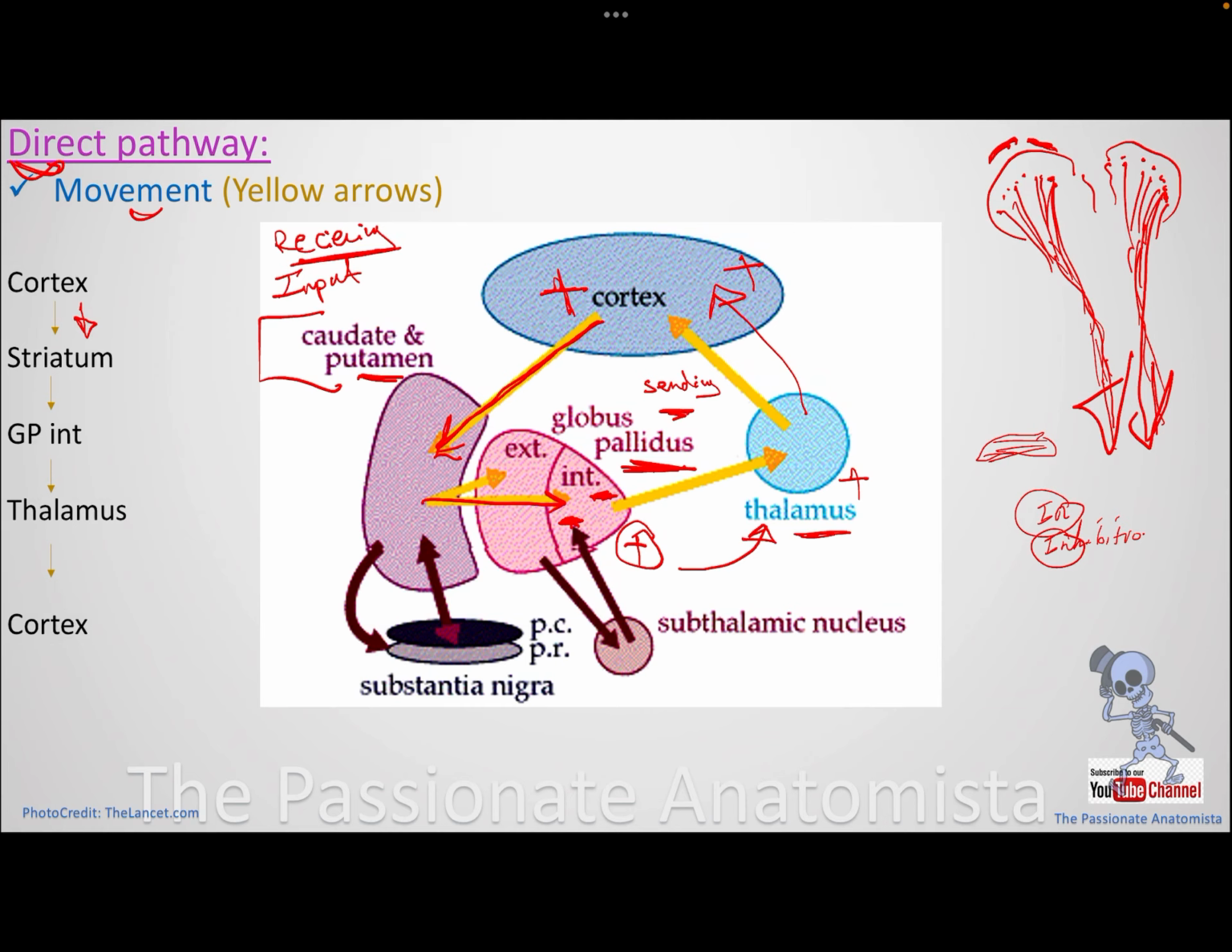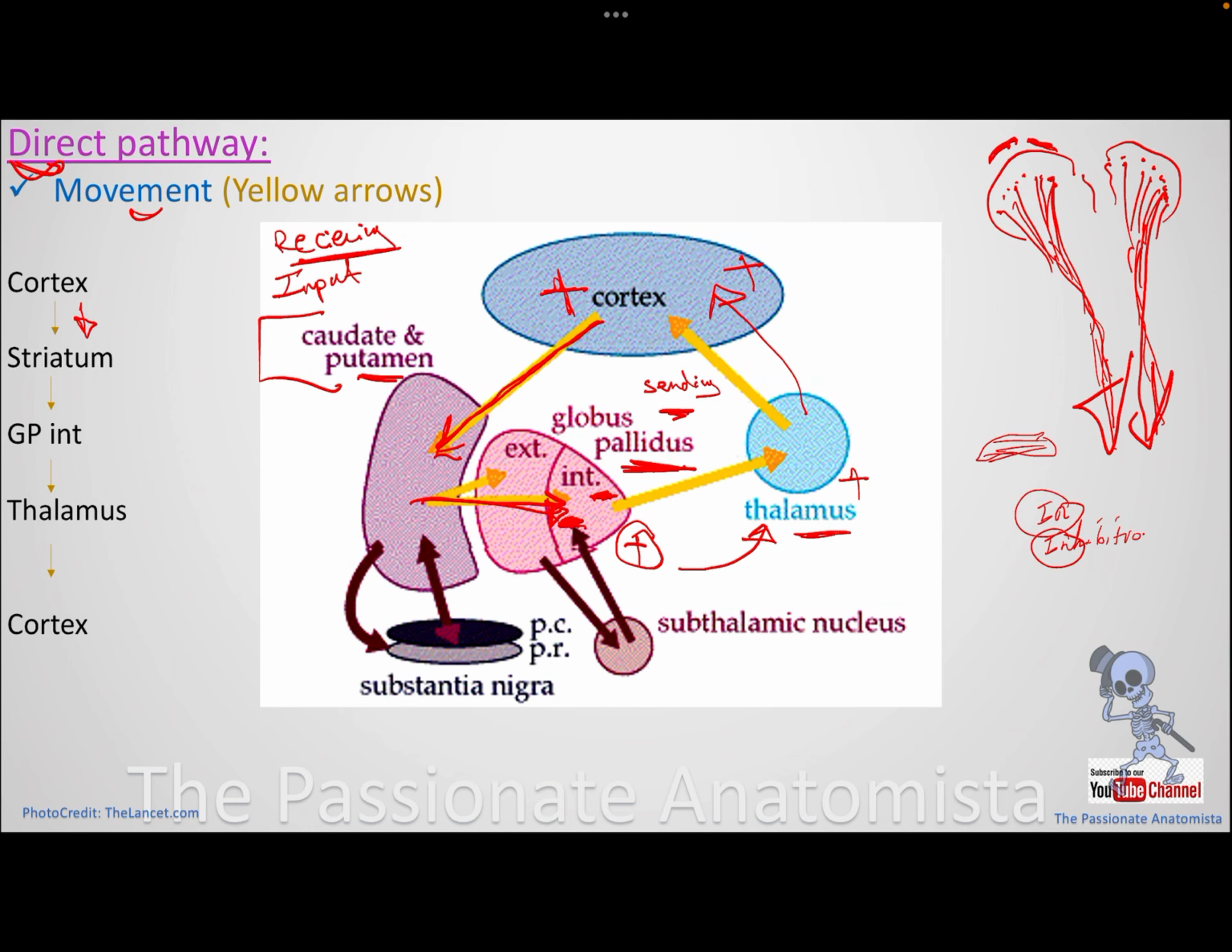Okay, so in the direct pathway, we have activation. We are working on the main people of the basal nuclei. Who are the main people? Caudate nucleus, putamen, globus pallidus internus. Cortex is active. It will go ahead to caudate and putamen: please, I want to do a movement. Can you stop globus pallidus internus from stopping the thalamus? It will go and stop it.